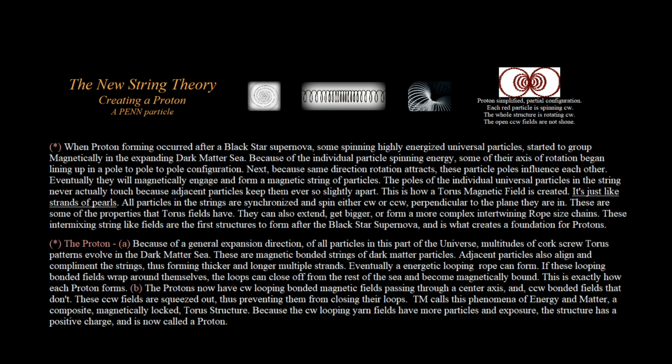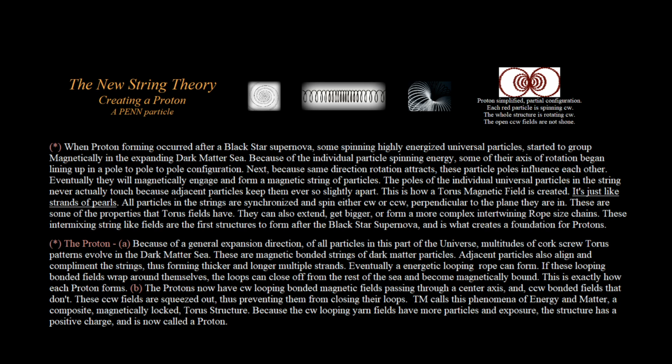If these looping bonded fields wrap around themselves, the loops can close off from the rest of the sea and become magnetically bound. This is exactly how each proton forms. B. The protons now have CW looping bonded magnetic fields passing through a center axis, and CCW bonded fields that don't. These CCW fields are squeezed out, thus preventing them from closing their loops. TM calls this phenomenon of energy and matter a composite, magnetically locked, torus structure.